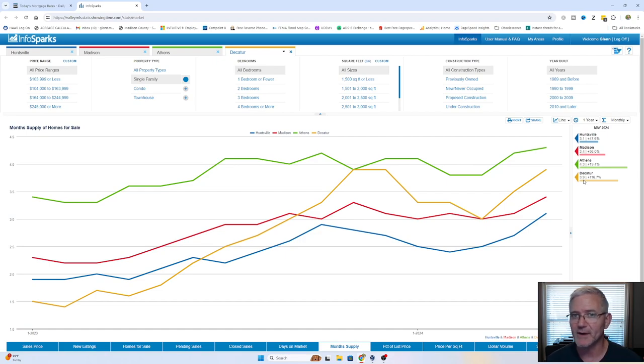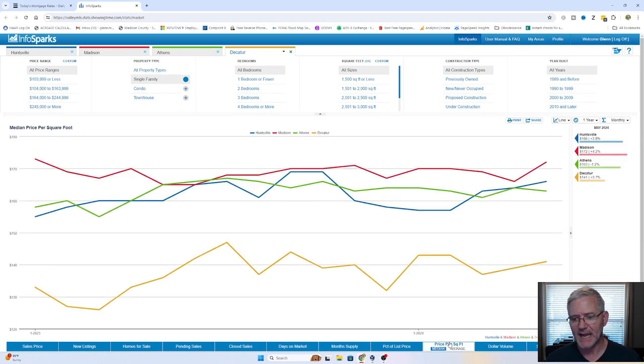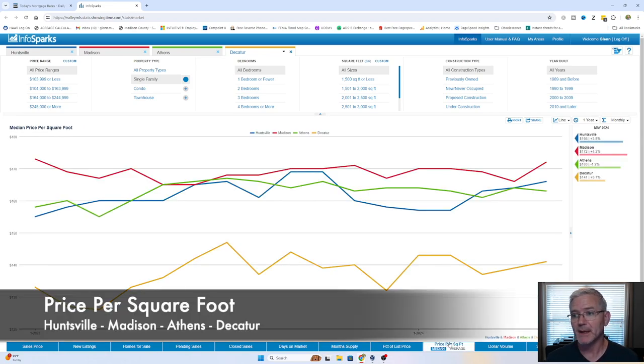Again, there's more inventory on the market altogether. Home prices are a little bit higher and interest rates are higher, not necessarily much higher than they were a year ago, but they've just trended higher over the last couple of years. The last thing we like to take a look at is just the price per square foot.